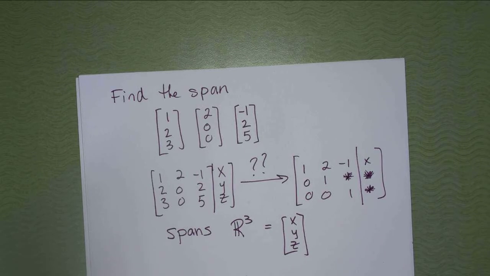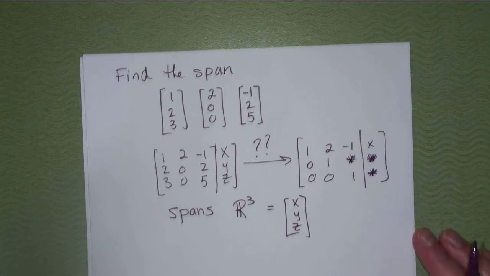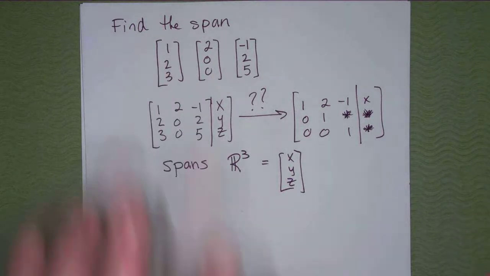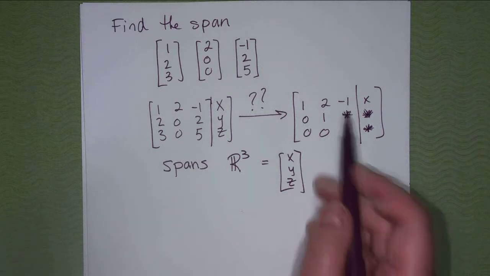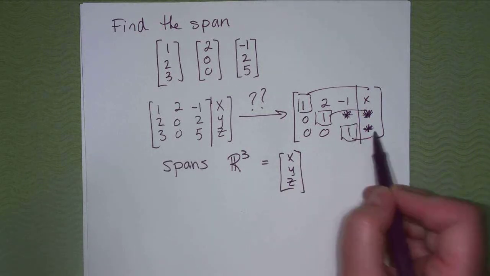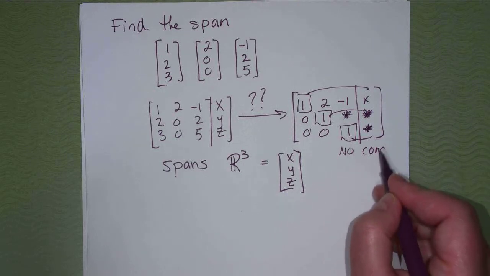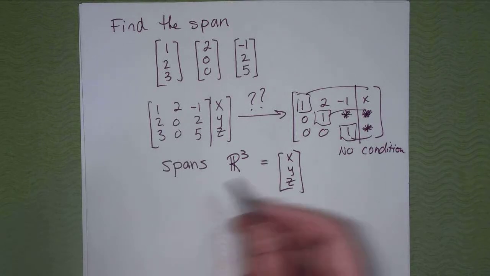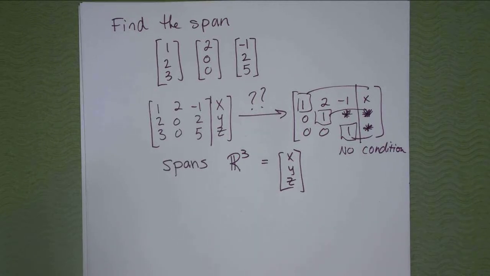And so you could try this, and I'm pretty sure this would reduce it and give you something like that, okay? I'm just saying I'm not positive, but I just did it quick. Put numbers in that I think would work. So if you get all lead 1s, then there's no condition. So it will always work, and it'll always have a solution. Okay? So then we would say it spans R3, which is just any vector in R3 at all that you can make up will work with that.